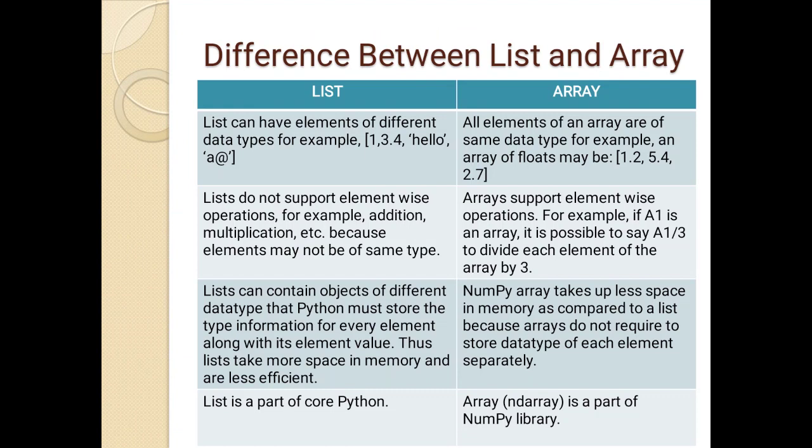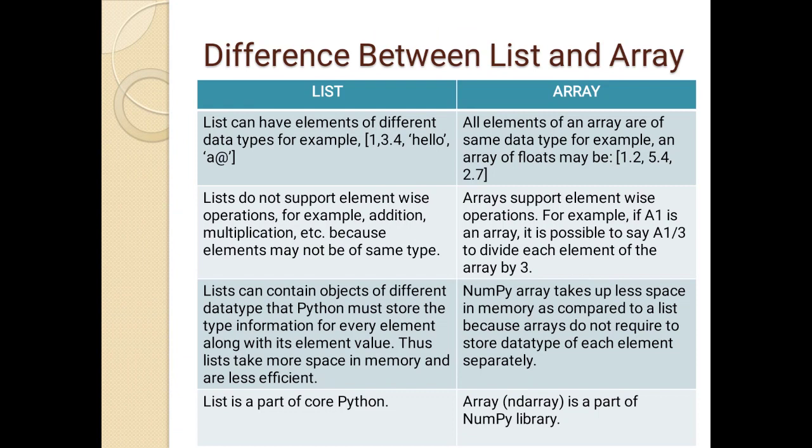List, what is list? List can have elements of different data types. For example, 1, 3.4, hello, a at the rate. You can see here 1 is integer, 3.4 is float, hello is string. Again a at the rate is string. But in array all elements are of the same data type. For example, an array of floats. You can see the array is storing 3 values. Each value is of type float. 1.2 is also float, 5.4, 2.7, and so on.